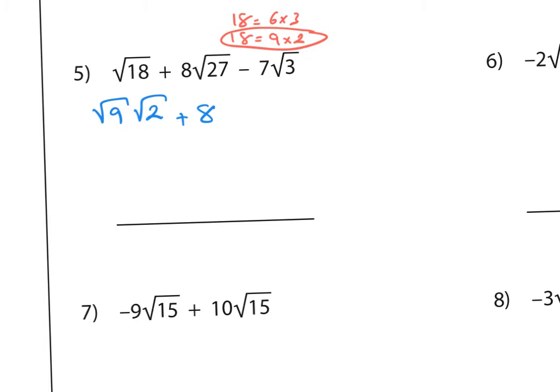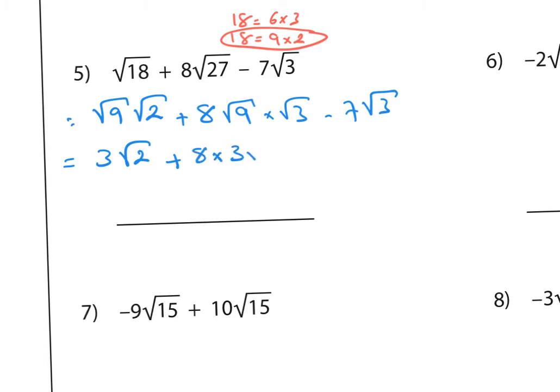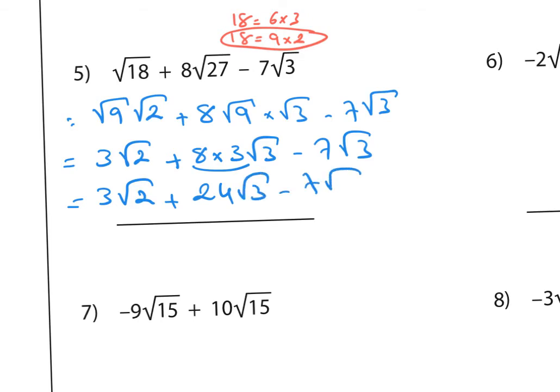And 27, we know that 27 is 9 times 3. So it's going to be square root of 9 times square root of 3 minus 7 square root of 3, right? So we have 3 square root of 2 plus 8 times square root of 9, which is 3, and we have square root of 3 here, minus 7 square root of 3, right? So we have 3 square root of 2 plus 8 times 3 is 24, square root of 3 minus 7 square root of 3.